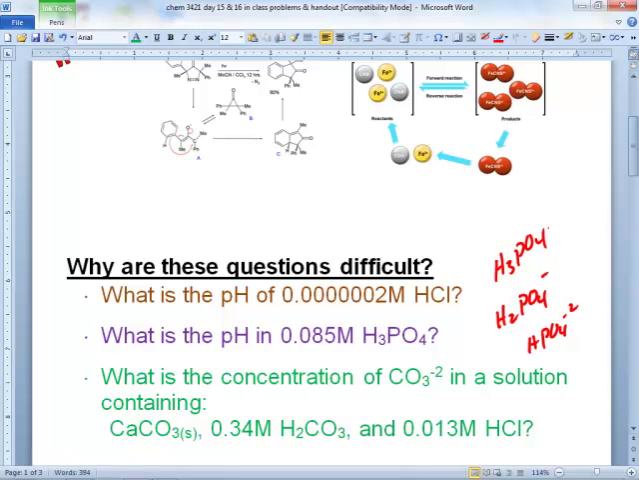What's the concentration of carbonate in a solution containing calcium carbonate solid, 0.34 molar carbonic acid, and 0.013 molar HCl? Right? Notice how all these things are tied in with one another, aren't they? Like you'd think, oh, the HCl doesn't have anything to do with anything. Well, yeah, it does, because carbonic acid is a weak acid.